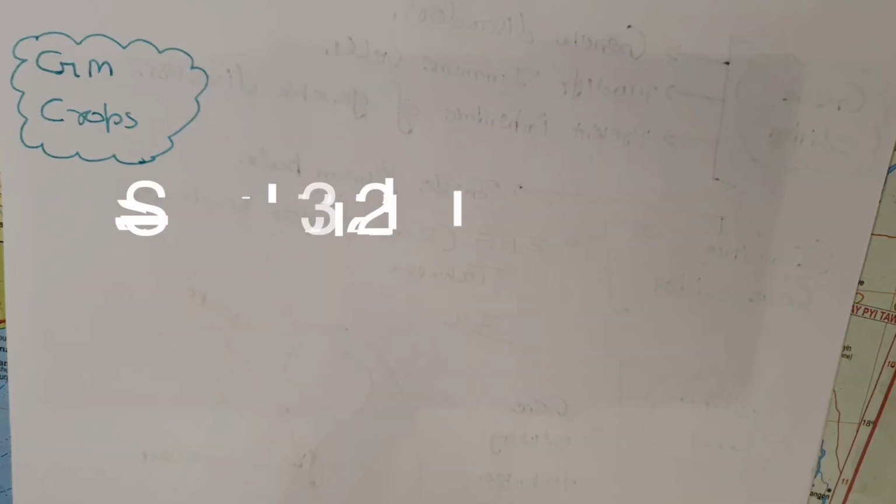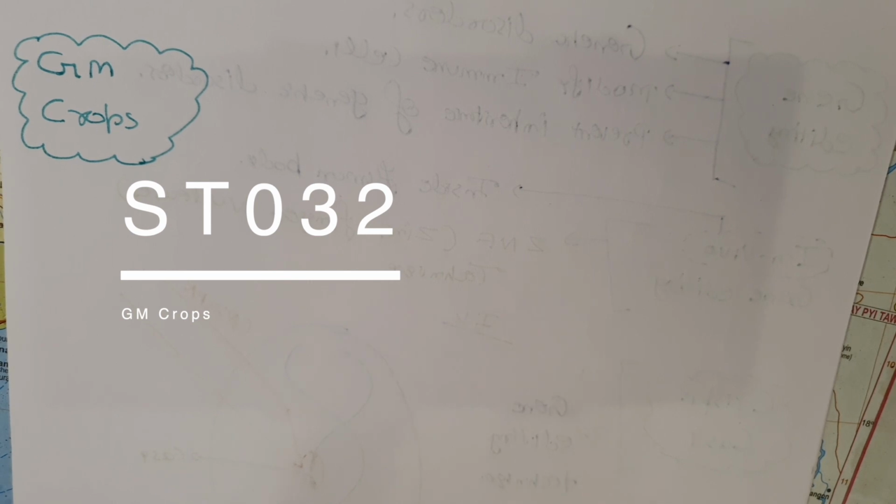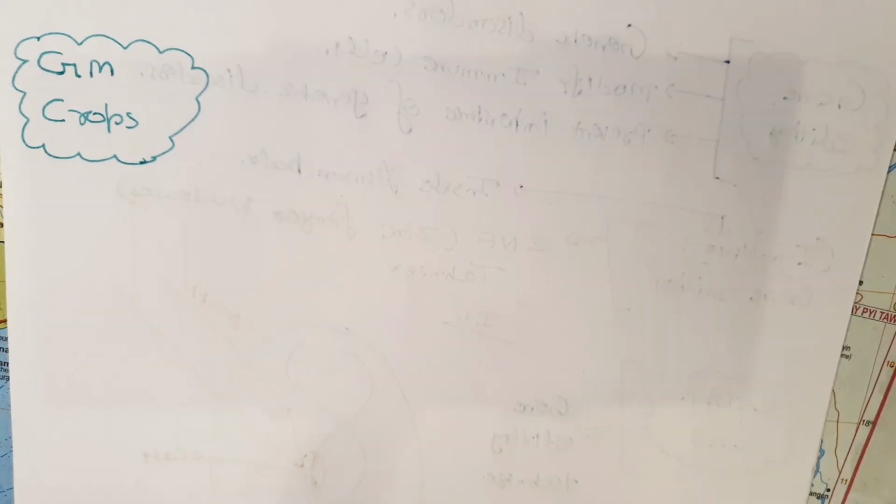Hi everyone, this is Himanshu, and in this lecture we will study about the GM crops. GM means genetically modified crops. The transgenic GM plants are those that have been genetically modified using recombinant DNA technology. The genetic modification is done to confer a particular trait to the plant with the following properties.